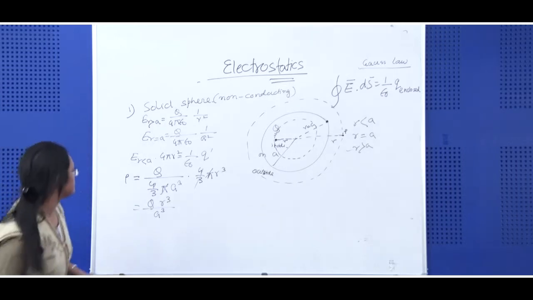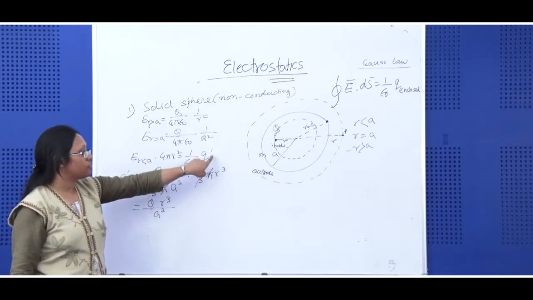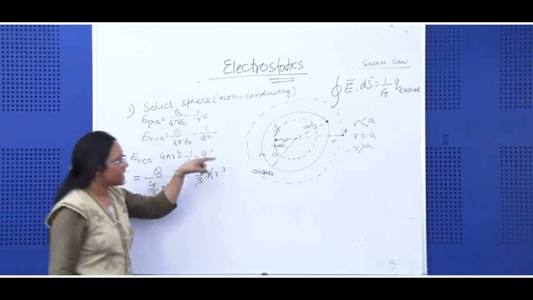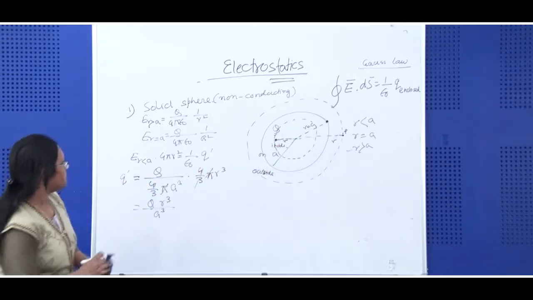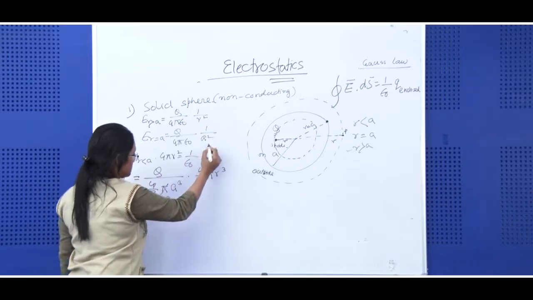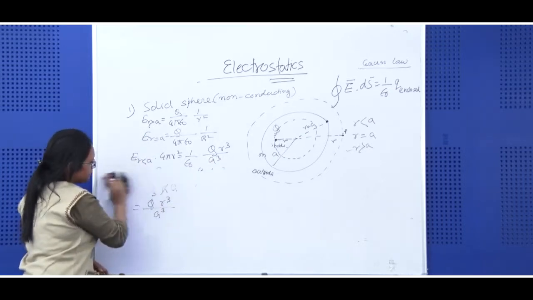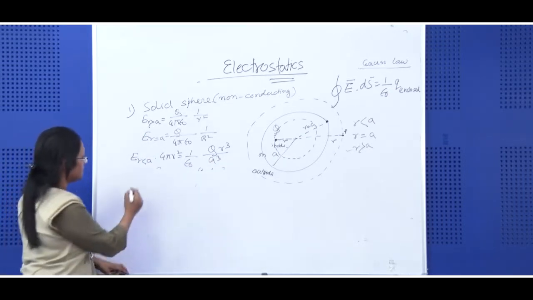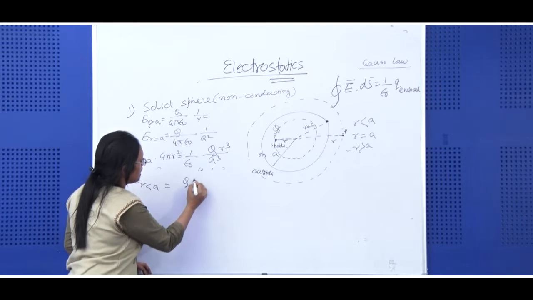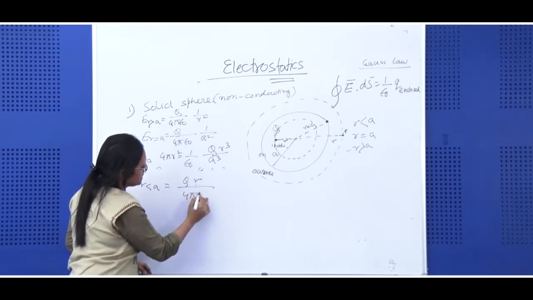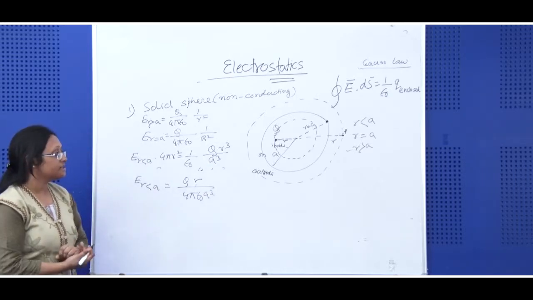So this is actually q prime. Now I get the value of q prime, which is the amount of charge enclosed by a sphere of radius r. So I will replace this value of q prime, that is q r cube by a cube. Just simplify this, we will get E for r less than a, that is equal to q r by 4 pi epsilon naught a cube. This is the electric field at a point inside the sphere.